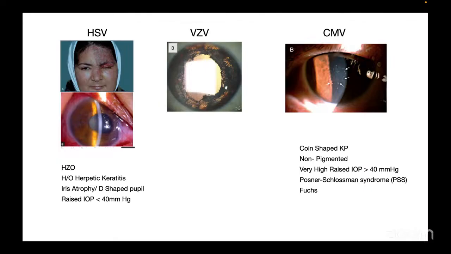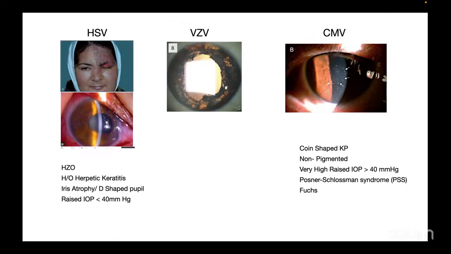And what about Posner-Schlossman syndrome? Glaucomatocyclitic crisis, sir. The patient has a high IOP that is not correlating with the anterior segment inflammation. Similar to CMV, inflammation is very less but IOP is so high. Recurrent IOP rise, sir, because it causes severe trabeculitis. That is the reason why they have very high IOP.